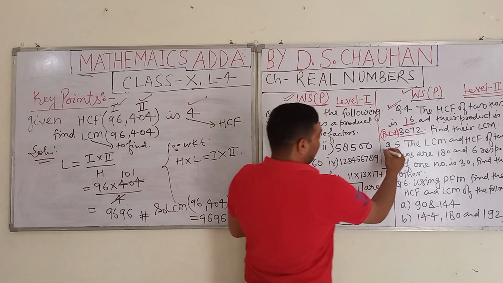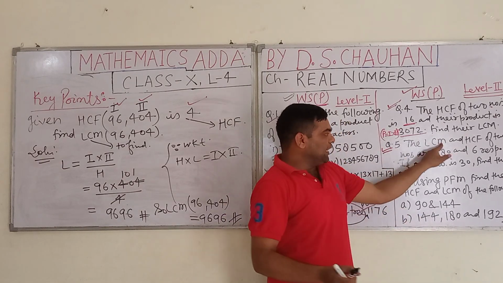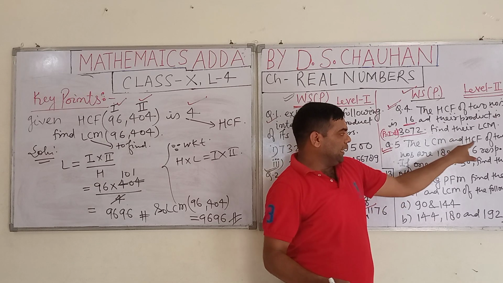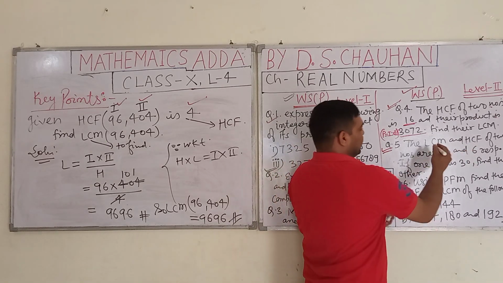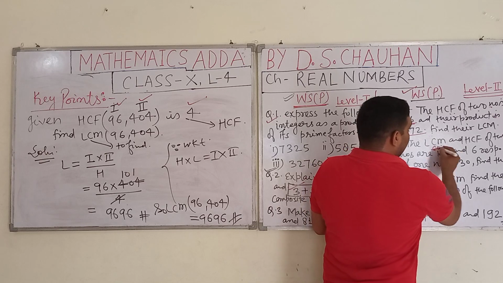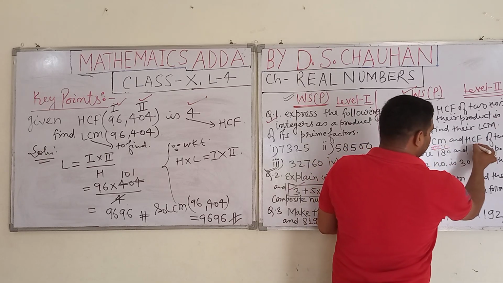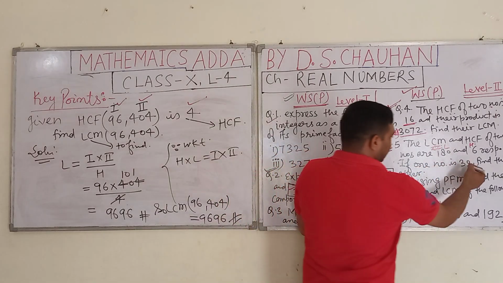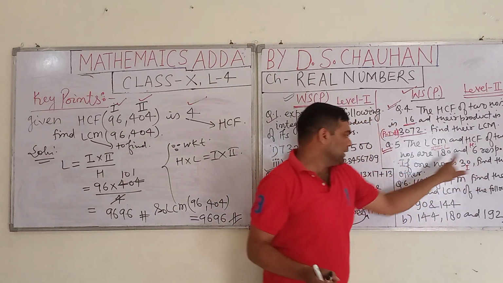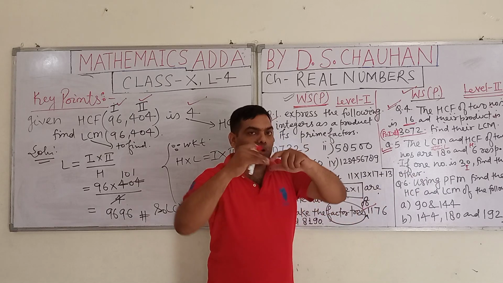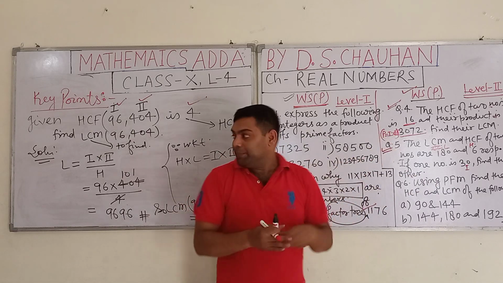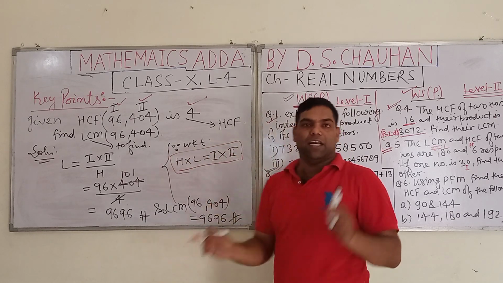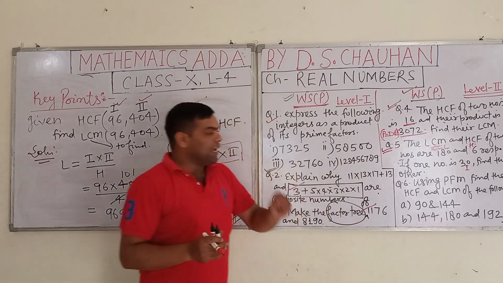In question number 5, students, the LCM and HCF of the numbers are 180 and 6. Here this is LCM and this one is the HCF. Both are given. If one number, say it is first, what to find? Second number. Students, you can do it by yourself with the help of this formula. Whatever I have explained, I have explained clearly. I hope all my students can do it.